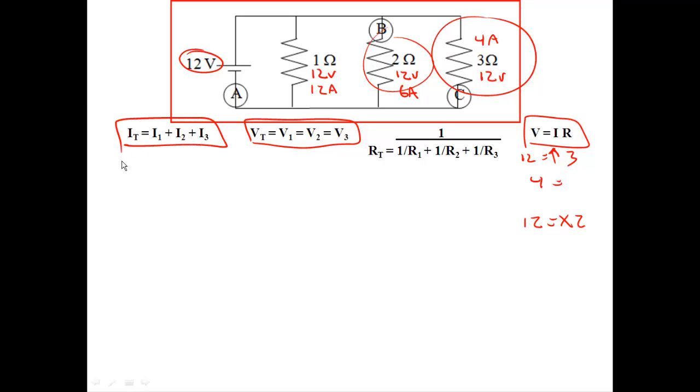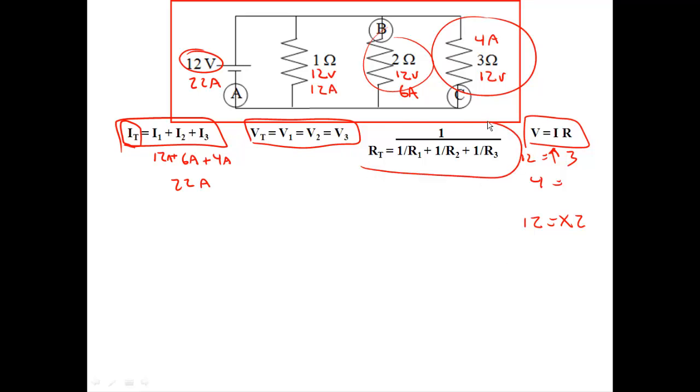We could then use this formula and say, well, how much current does the battery supply? Well, the total current supplied by the battery is the sum of all these. 12 amps for resistor 1, plus 6 amps for resistor 2, plus 4 amps for resistor 3, and that comes out to 22 amps. Look at that, 22 amps here.